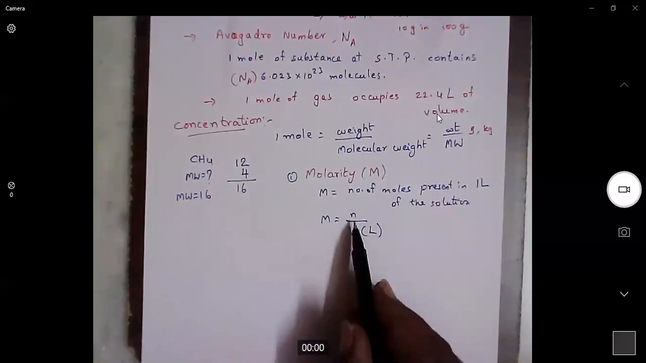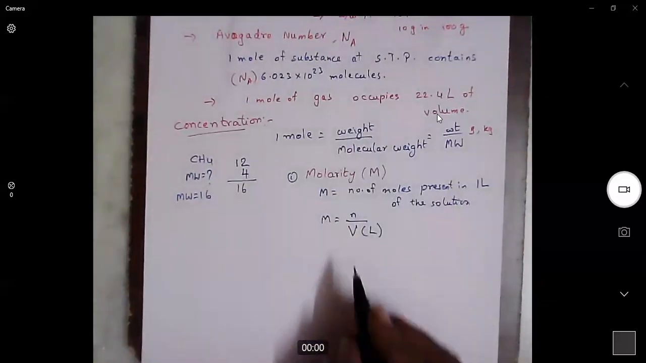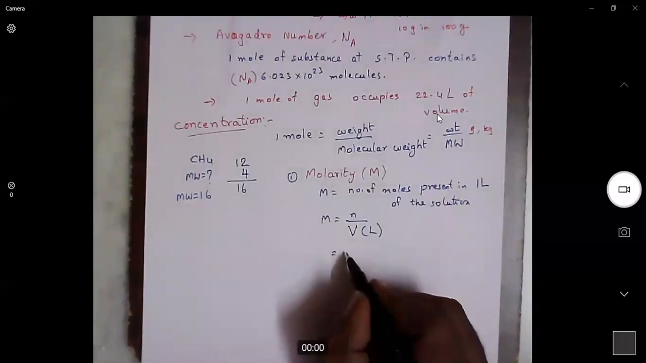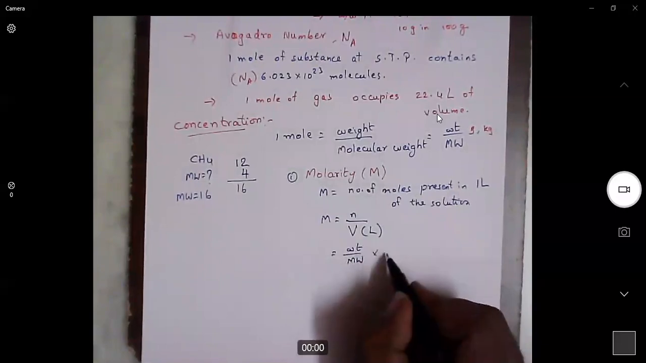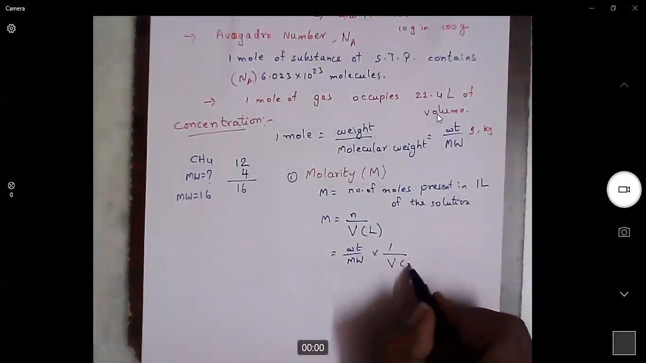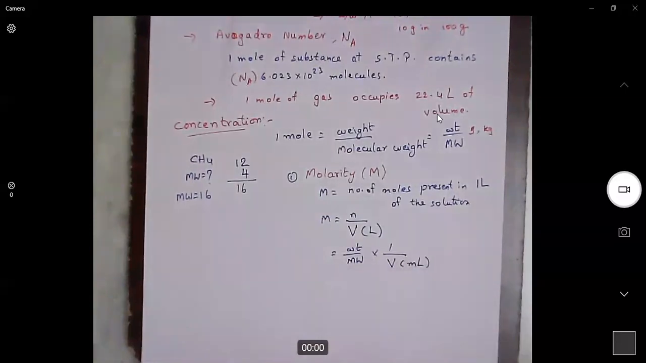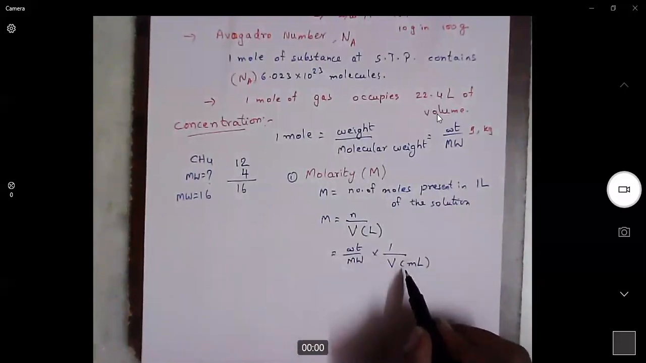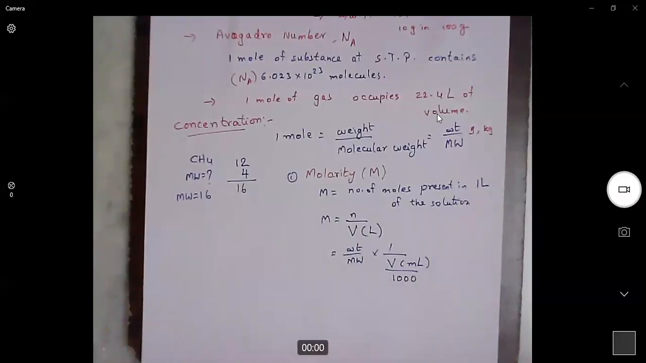Now, what is the number of moles? Weight by molecular weight. So we will rewrite this equation: weight by molecular weight into, if volume is given in ml, then we cannot directly substitute volume in ml. We need to convert it into liters. How can we convert it into liters? Of course we know 1 liter contains 1000 ml.